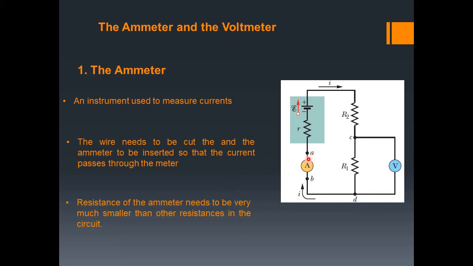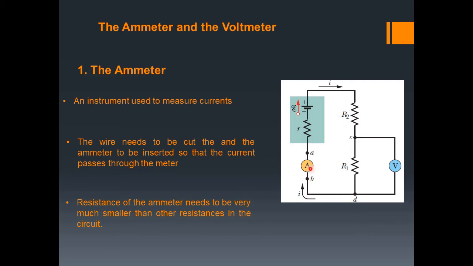The point which needs to be taken care of is that the resistance of the ammeter must be much smaller than the resistors present in the circuit. For example, you see R1 and R2 are two resistors, and they have some resistances. The resistance of this ammeter should be much smaller than R1 and R2.